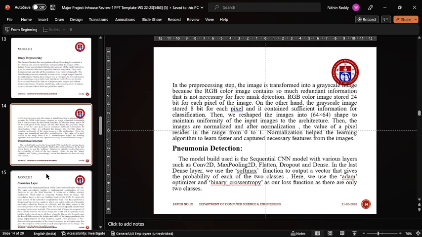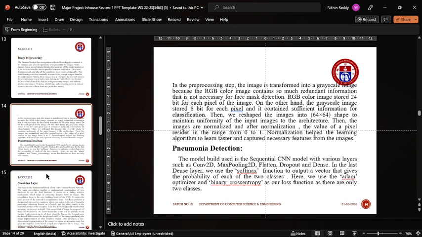In the pre-processing step, the images are transformed into grayscale images because the RGB color image contains so much redundant information that is not necessary for face mask detection. RGB color images store 24 bits for each pixel of the image. On the other hand, the grayscale image stores 8 bits for each pixel, and it contains sufficient information for the classification.